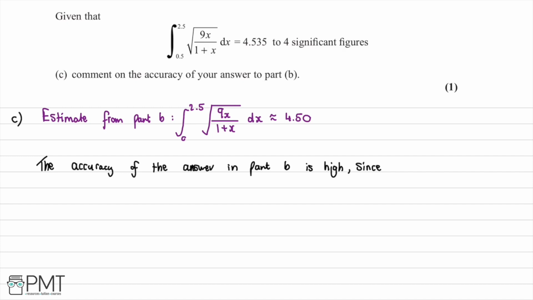And why is this? This is because, since we have that 4.50 is approximately equal to 4.535. So basically, the difference just comes from the fact that we've used different significant figures to round to. So therefore, we'll just annotate in here, this is the estimate, and this is the real value. So therefore, we pick up 1 mark in this question, and that's for having this comparison when we say that the accuracy of our answer is good, it's high. And why is that? It's because our estimate is approximately equal to our real value. And therefore, we've completed this question.